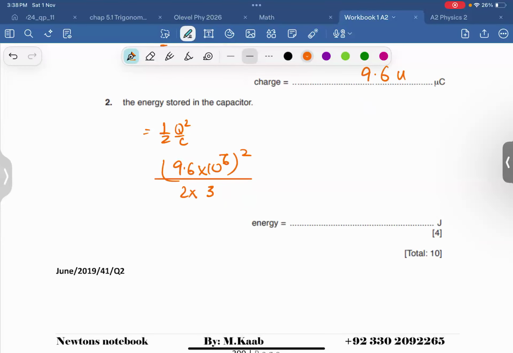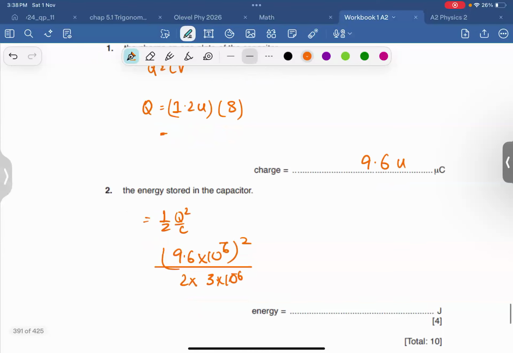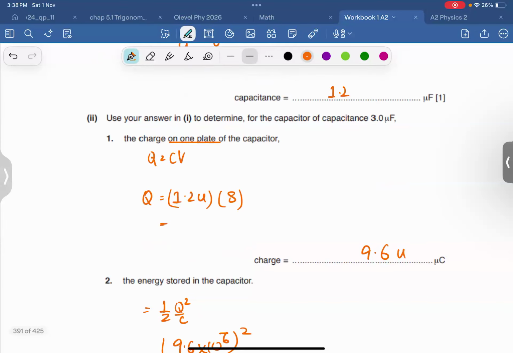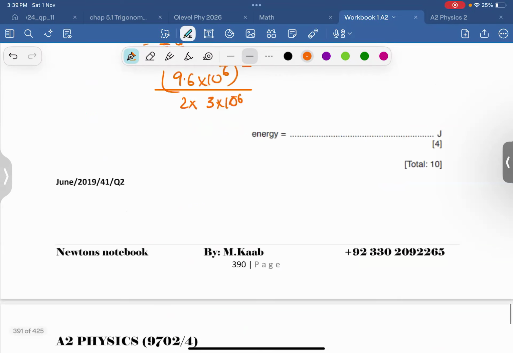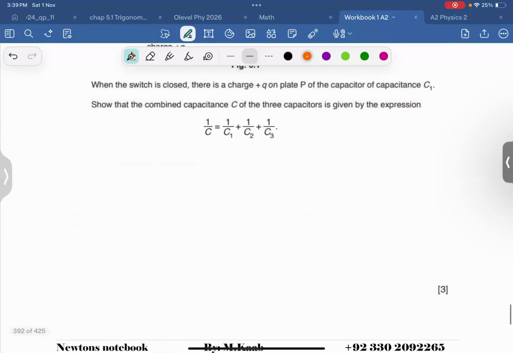3 exponent negative 6, right? Because for this one we are finding the energy stored in that capacitor, but in the previous part we were finding the total charge in the circuit. Okay, and that total charge will be the same as the charge in any one capacitor because they are both connected in series, right?